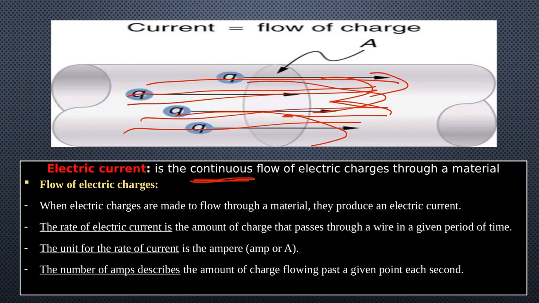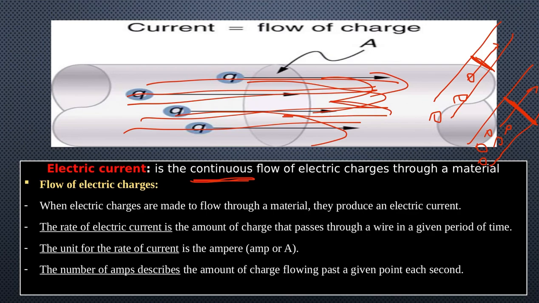Right? What affects the flow of electric charges, or the rate of the electric current? It's affected by the number of charges passing through the wire. For example, if we have two wires, this is one wire and this is the second one. In the first wire, for example, 3 charges can flow through this point. And in the second wire, 5 charges can pass through this point. Which one has more rate of electric current? The one with 3 charges or the one with 5 charges? For sure, the one with the 5 charges.